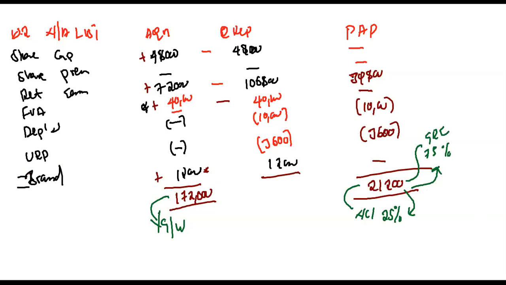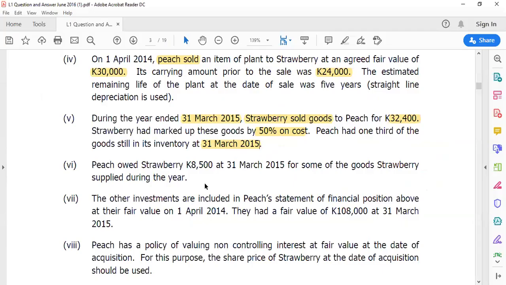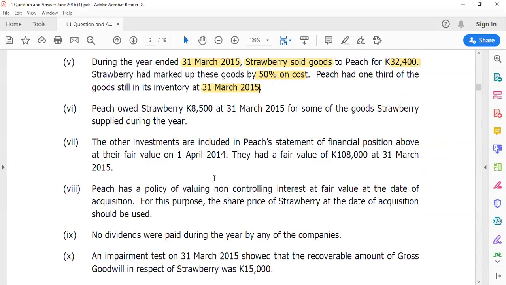So at this level, you should be happy. Group accounts is just about English and just being able to know which one comes after which one. Now, here we are being told something. Peach or strawberry 85. As at the 1st March 2015, for some of the goods strawberry has supplied during the year. Remember, you cannot owe yourself.